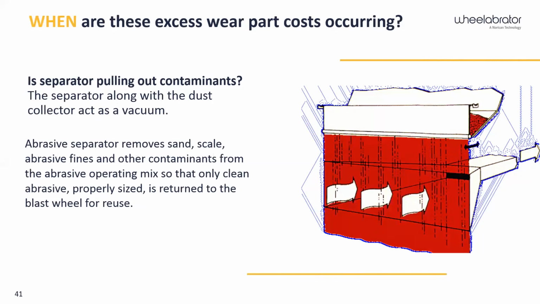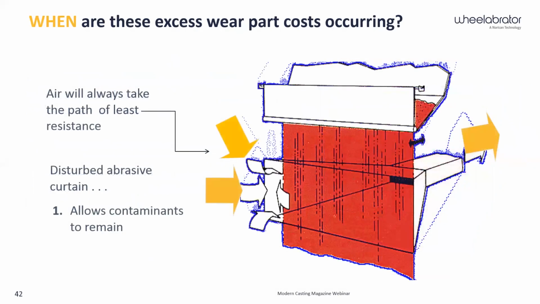What you want to do is pull out all those contaminants, whether it's sand, scale, the non-usable media. You've got to get that stuff out of your system. If you don't, obviously you're leaving sand or scale in your system. All that is going to do is accelerate the wear of your blast parts, your blast wheel components, and anything else that it comes into contact with. So having a properly run separator is key. Again, going off of the last couple slides ago, if that curtain is disrupted in any way, that air is taking the path of least resistance. It's lazy, so it's going to draw through on an edge like that, and you're not cleaning your abrasive effectively.